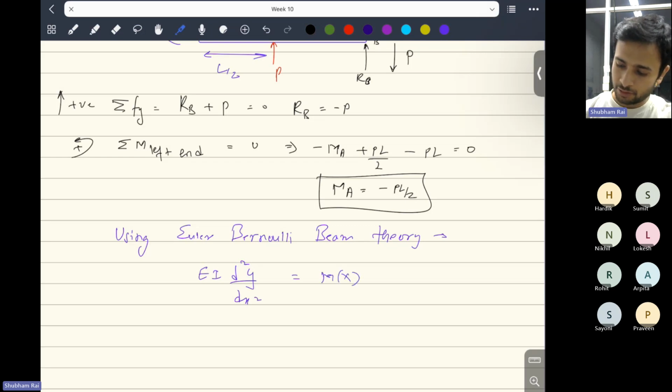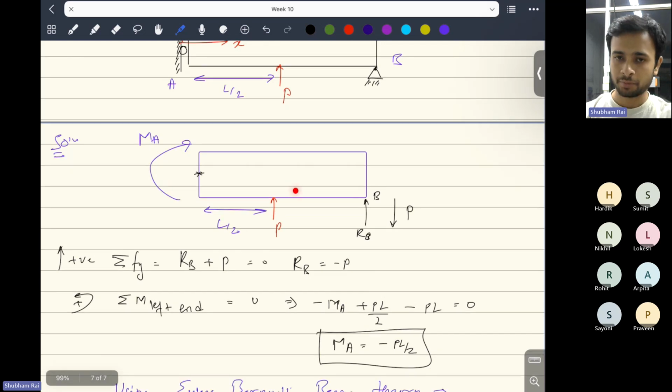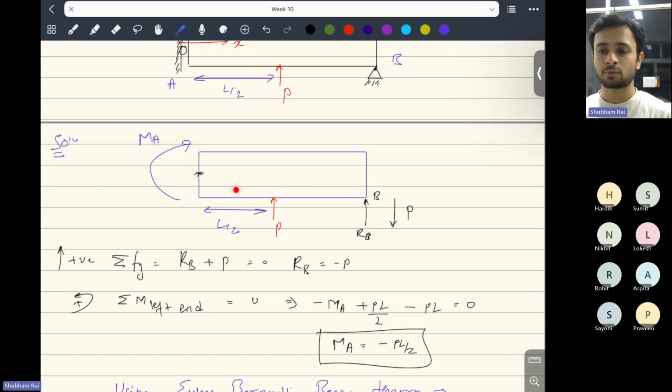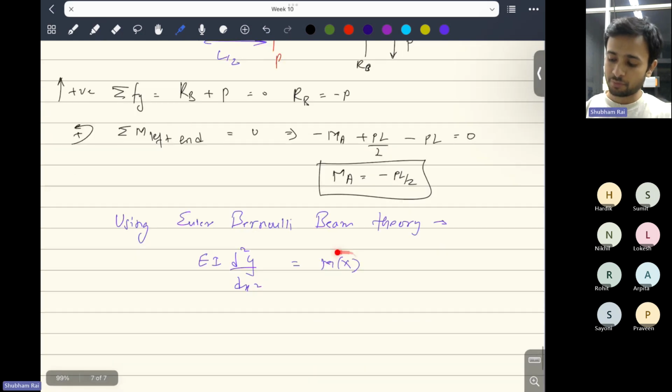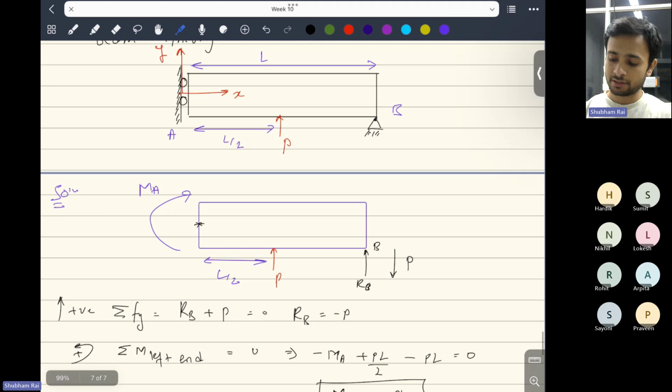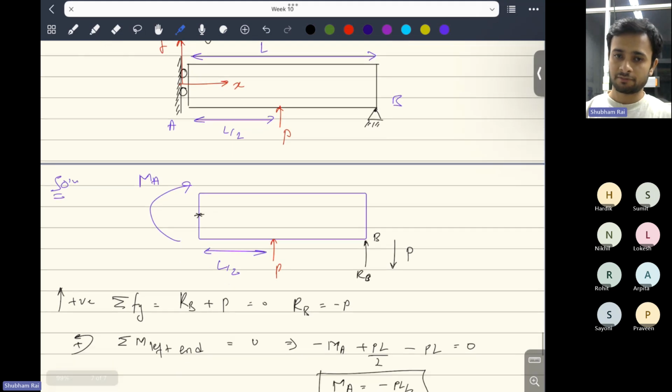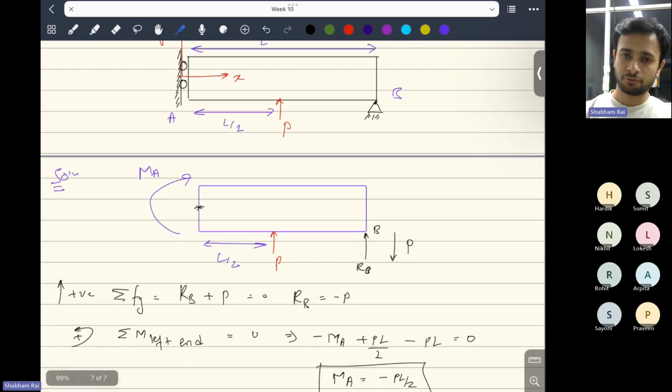And if you try to find the moment here, up to this point the moment will be like P into x. If we consider x from this end, it will be P into L minus x. But suddenly here there is a point load, so the moment will change suddenly at this point. So that's why we will solve this problem in two parts. One when x is ranging from 0 to L by 2, and the other when x is ranging from L by 2 to L. Because this moment M will change suddenly at this point L by 2. That will not be continuous, that will be a sudden change. So that's why we want to solve it in two parts.